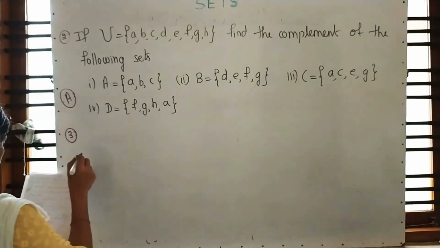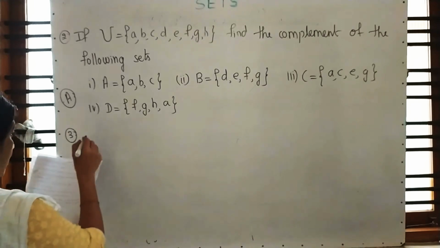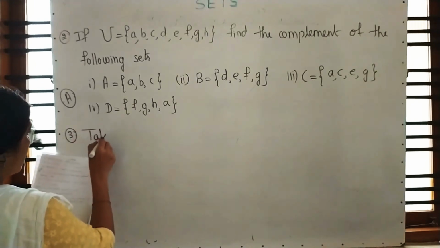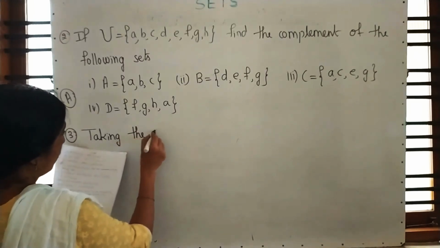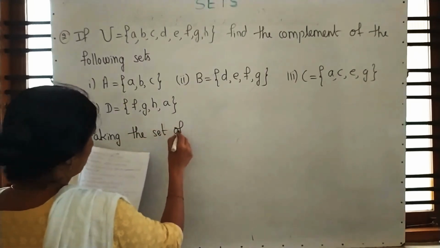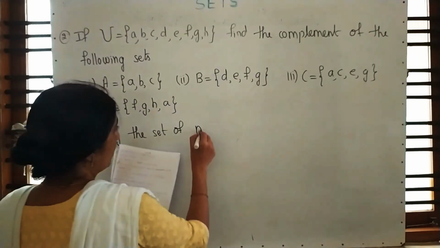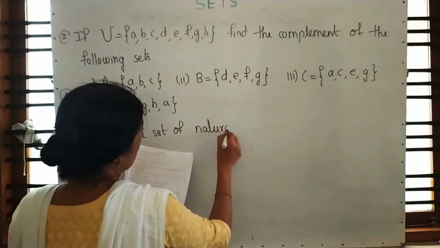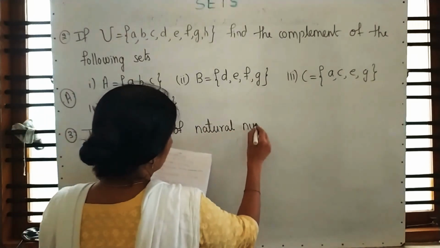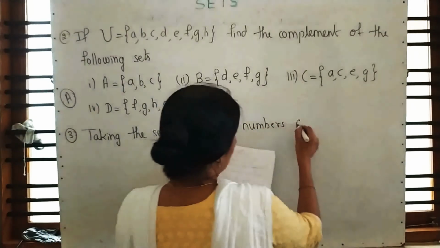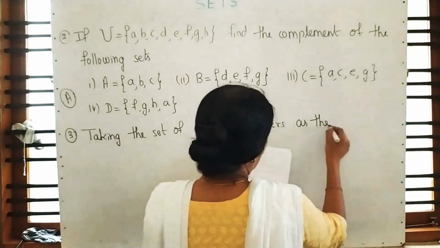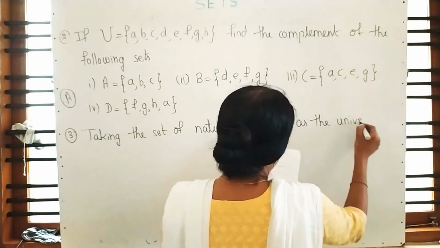Third one, taking the set of natural numbers as the universal set.